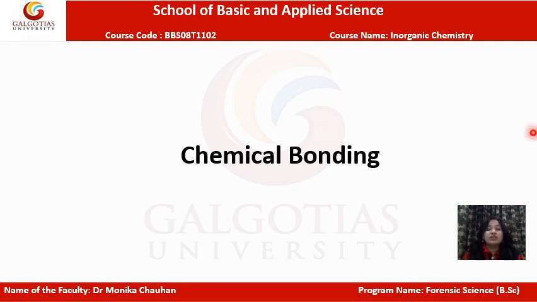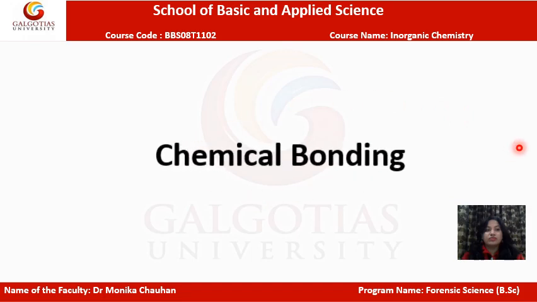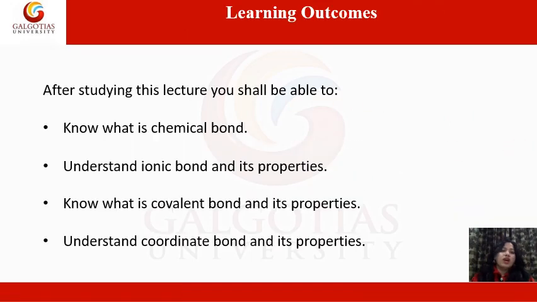Today we will discuss chemical bonding. After studying this lecture, you shall be able to know what is a chemical bond, understand ionic bond and its properties, know what is covalent bond and its properties, understand coordinate bond and its properties.